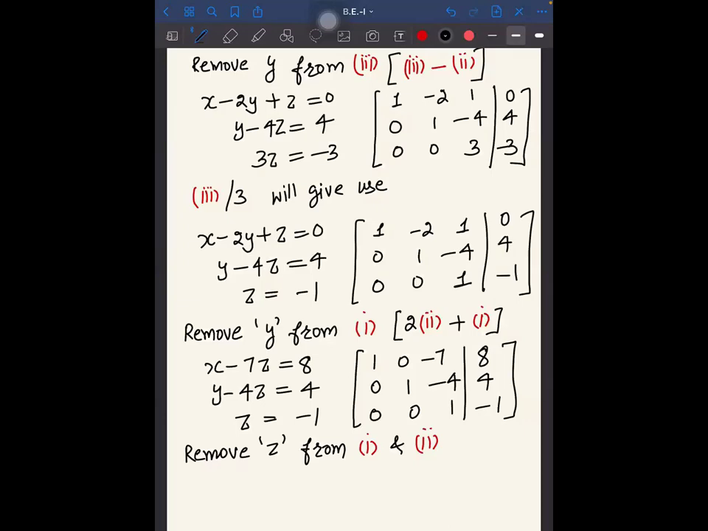So that is something like, multiply 4 into the third equation and add it to the second equation, right? And the next step is you multiply 7 by the third one and add it to the first equation. Yes, you're with me?